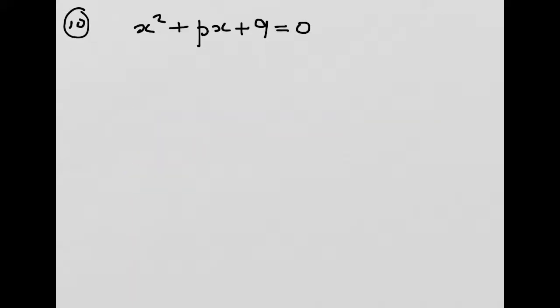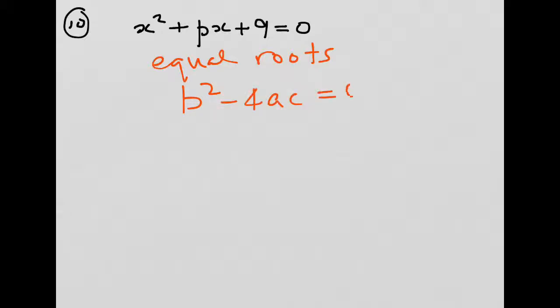Question 10. Equal roots. Well, you know the condition for equal roots. For equal roots, b squared minus 4ac must be 0. This is really a higher question, not a National 5, but you get the idea.